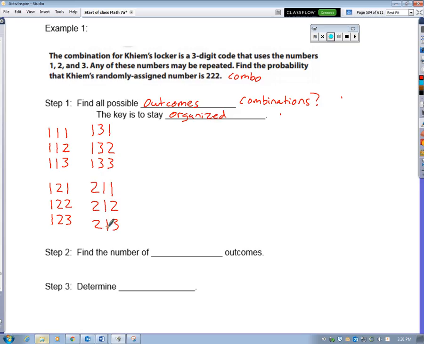And then if I go and I change the second number, I could still keep the first number 2. The second number could go to the next number up, a 2. Then it could be 2, 2, 1. We could have 2, 2, 2. And we could have 2, 2, 3.